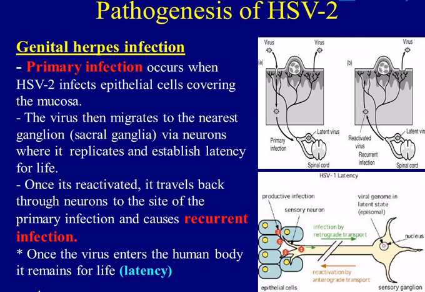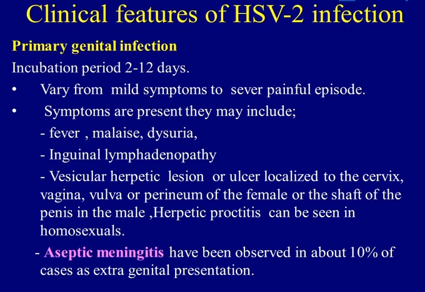Pathogenesis of HSV2 genital herpes infection. Primary infection occurs when HSV2 infects epithelial cells covering the mucosa. The virus then migrates to the nearest ganglion, the sacral ganglia, via neurons, where it replicates and establishes latency for life. Once it's reactivated, it travels back through neurons to the site of the primary infection and causes recurrent infection. Once the virus enters the human body it remains for life. Latency.